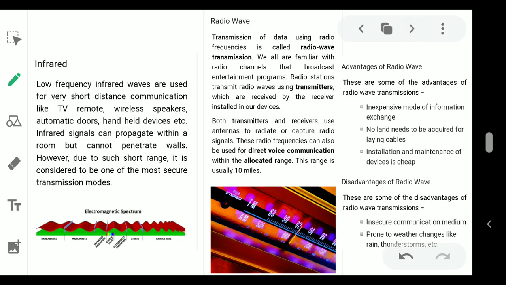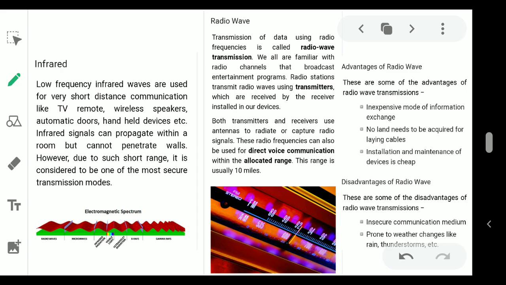Now we are moving to the unguided media. Up to this point we have covered the physical media, that is guided media. Now we will learn about unguided media. What is unguided media? I have explained that one. First is infrared communication. Infrared or IR is the region in the electromagnetic spectrum between the radio waves and the visible light.